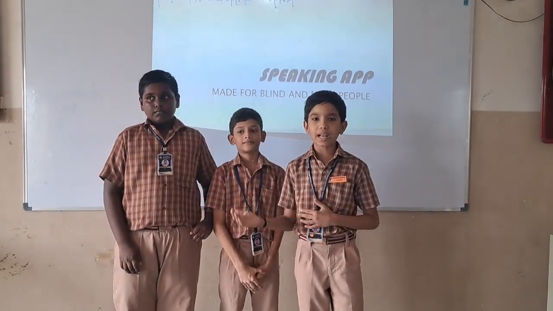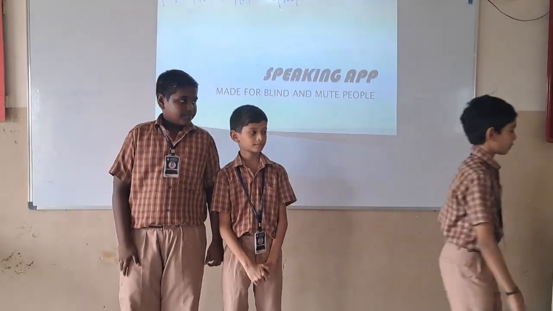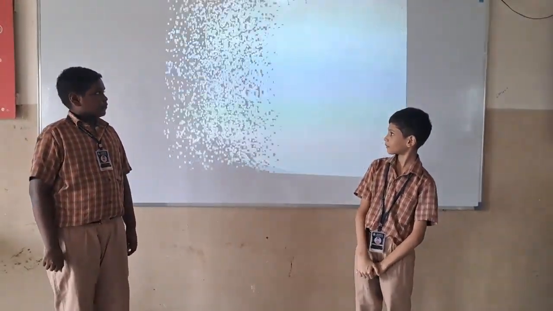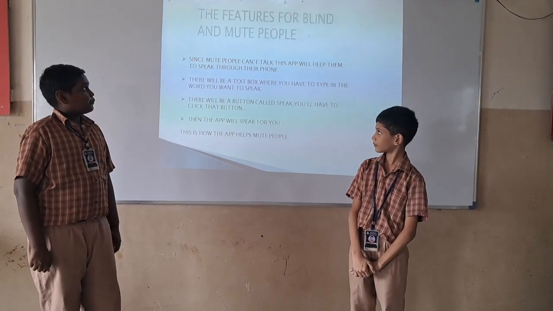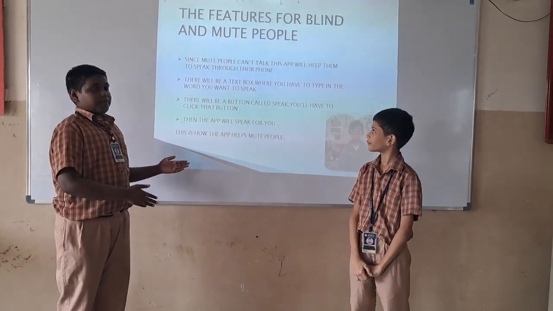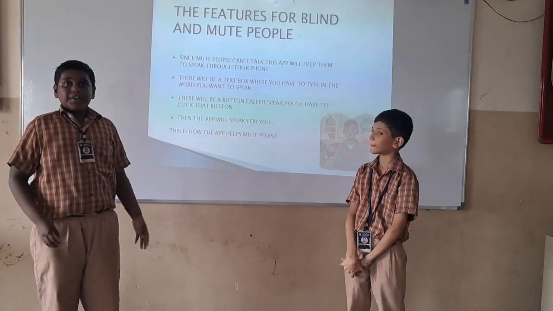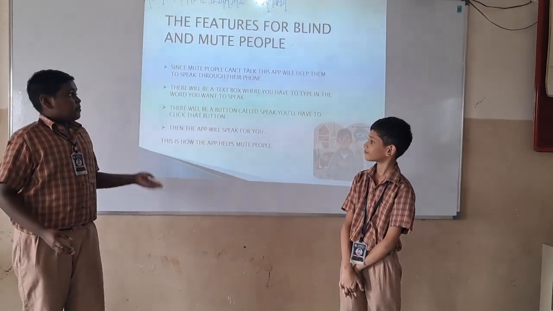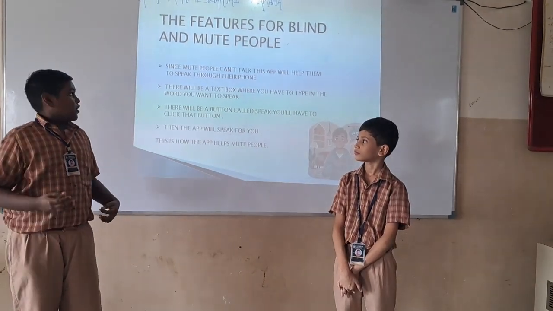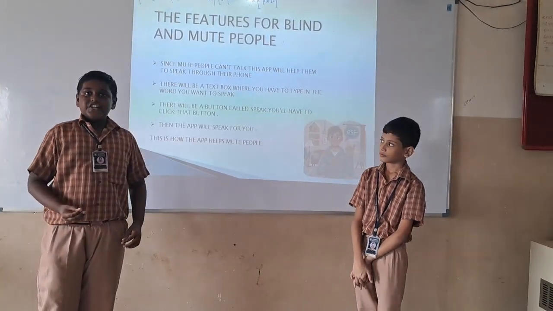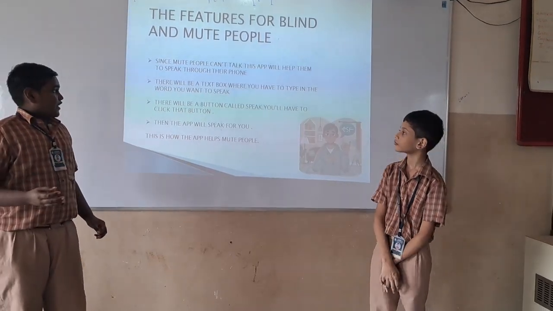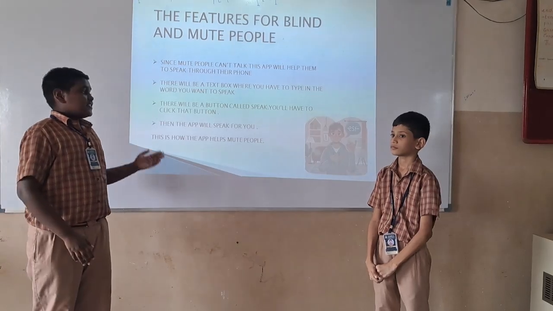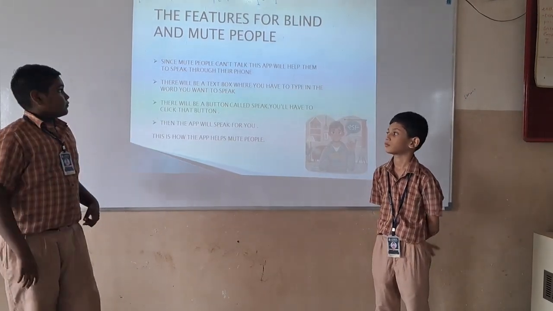It is made for blind and mute people. The features for blind and mute people: since mute people can't talk, this app will help them to speak through their phone. There will be a text box where you have to type the words you want to speak. There will be a button called Speak. You will have to click that button. Then the app will speak for you. This is how the app helps mute people.